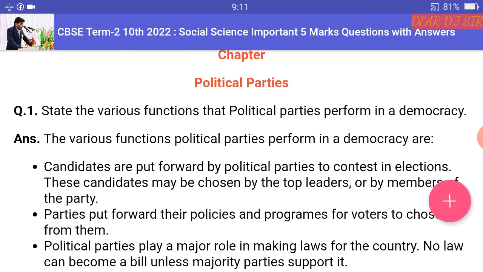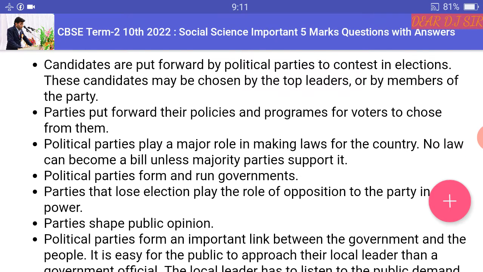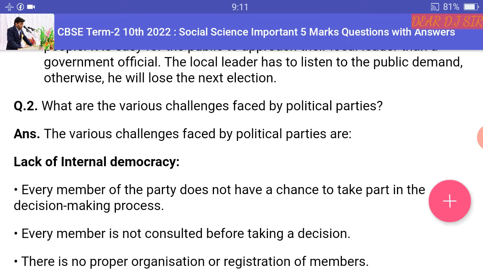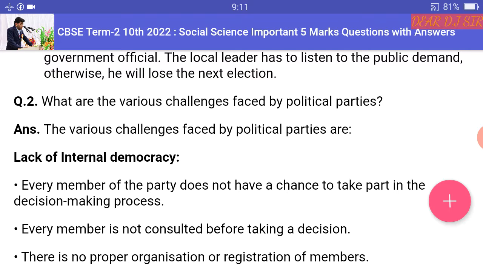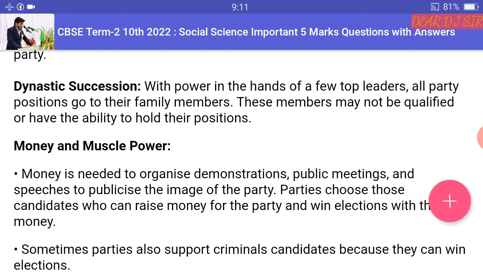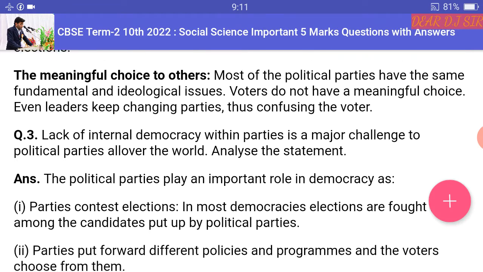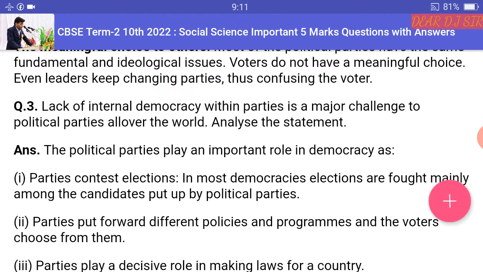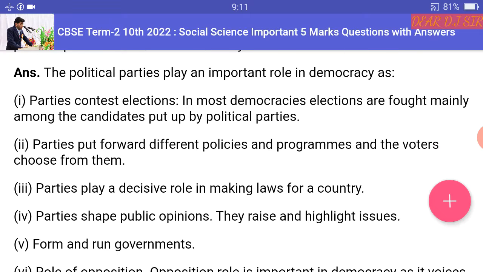Now the questions from Political Parties. State the various functions that political parties perform in a democracy. Here the second question is, what are the various challenges faced by political parties? Here the third question is, lack of internal democracy within parties is a major challenge to political parties all over the world. Analyze the statement.